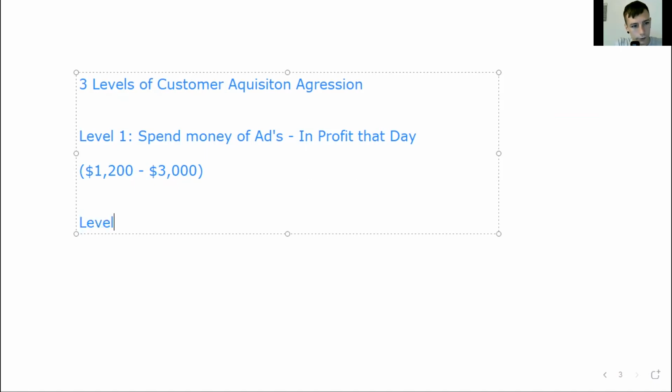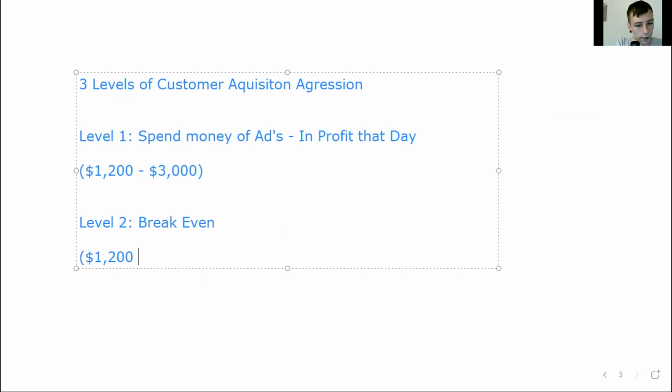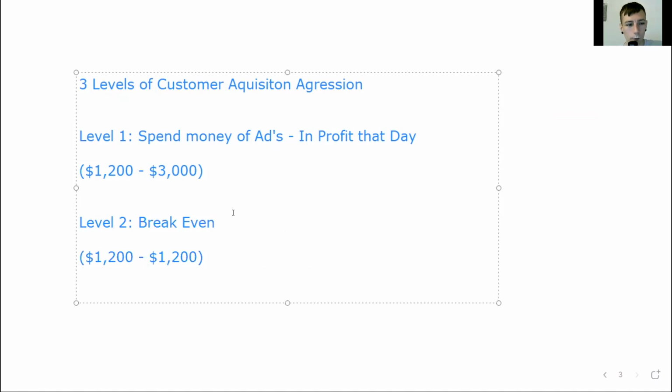Level 1 is where you can invest in your ads and then you're profitable right away. Level 2 is called break even. This is basically where you spend 1,200 on ads and then you make back 1,200. Now you might be thinking, what's the point in doing that? Well, the reason you'd want to break even is because it means you're building your email list, you're building your customer list, you're bringing in new customers every day for free. You're actually covering your ad spend, so you can continue to bring in more and more customers and grow your business continuously, even if you just have a break even offer.